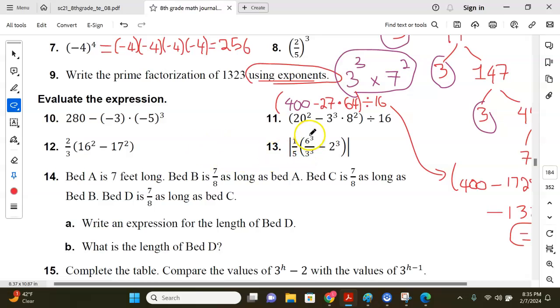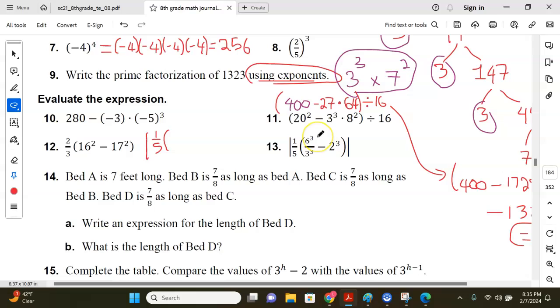You have 6 to the third power divided by 3 to the third power minus 2 to the third power. Everything inside is parentheses, so take care of the parentheses first before you multiply by 1/5. And these two vertical lines, if you forgot, mean you take the absolute value of everything inside. So leave the 1/5 alone. I'm going to write it right over here.